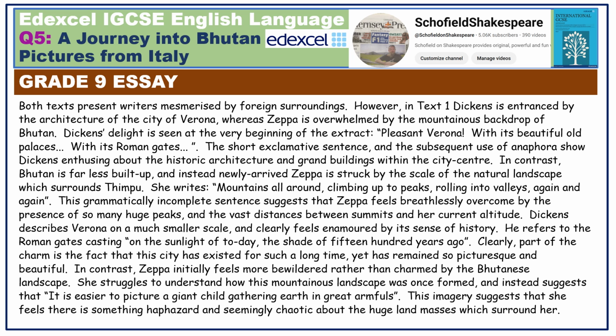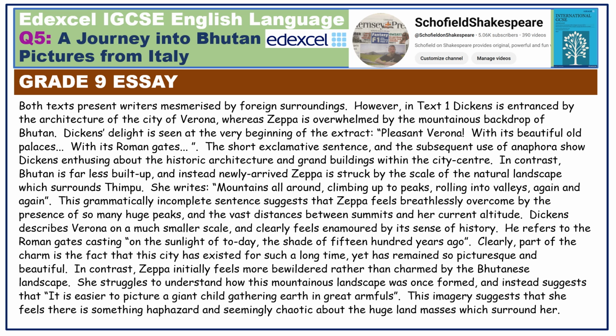Dickens describes Verona on a much smaller scale and clearly feels enamoured by its sense of history. He refers to the Roman gates "casting on the sunlight of today the shade of 1500 years ago." Clearly, part of the charm is the fact that this city has existed for such a long time, yet has remained so picturesque and beautiful.